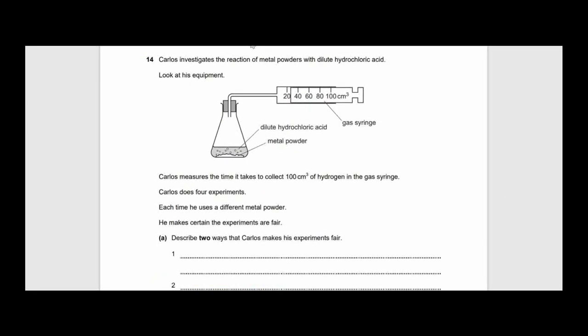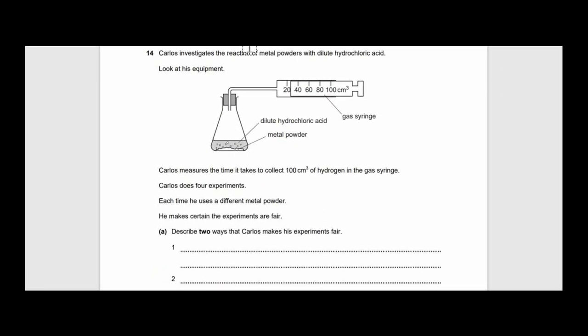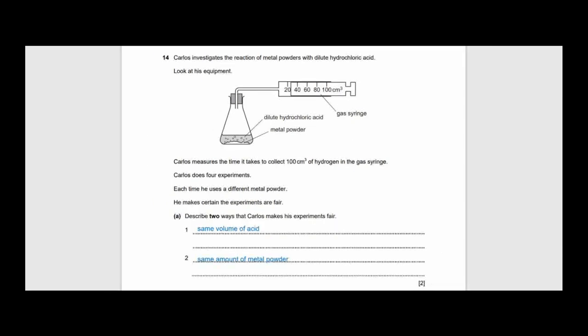Two ways, we have to answer two here. 10 seconds. 10, 9, 8, 7, 6, 5, 4, 3, 2, 1. Well, the answer for this may vary. Your answer may be different from this example of correct answer. So let's develop two possible answers. Alright, so it's the same volume of acid and the same amount of metal powder. You may also answer same temperature.